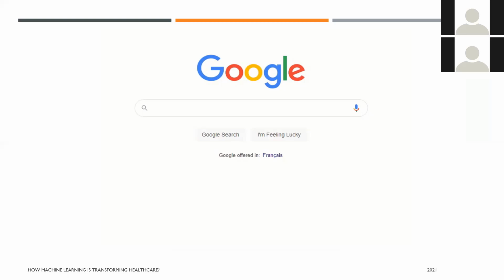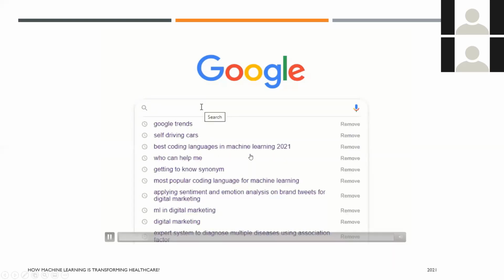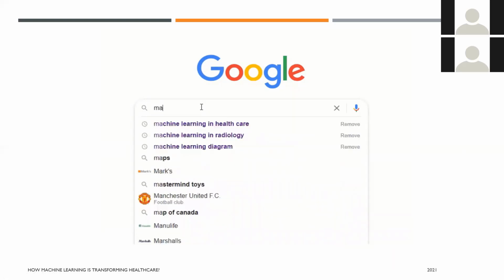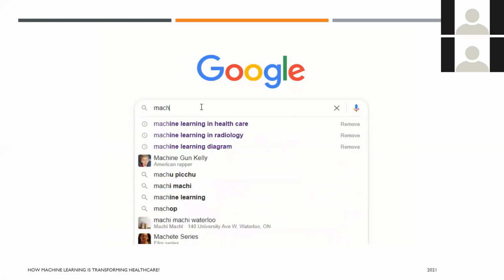When you start typing the query, it gives you a recommendation. It gives you recommendations based on your lifestyle and recent interests. Like in this case, Google knows which result to show you first when you are searching for machine, depending on whether you are a scientist or a fan of Machine Gun Kelly, who is an American rapper.